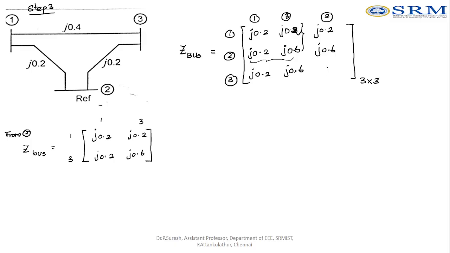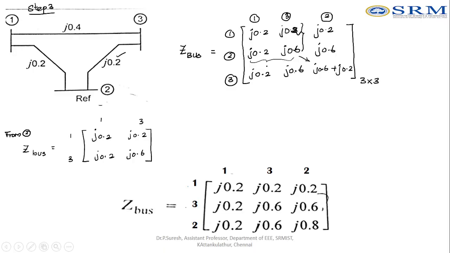Right. Now we are going to fill this ninth element. The ninth element is nothing but the previous latest diagonal element added with the new branch connected. So you just write the value here, it is J0.6 plus the latest value, it is J0.2. Okay. So now we can see there are 9 elements. This is going to be a 3 by 3 matrix. This is the matrix we found.